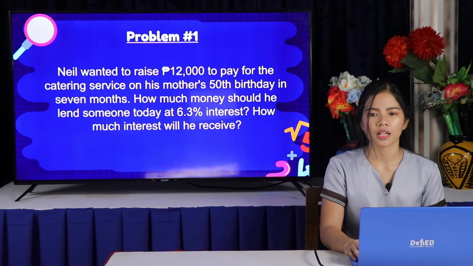First problem. Neil wanted to raise 12,000 pesos to pay for the catering service on his mother's 50th birthday in 7 months. How much money should he lend someone today at 6.3% interest? How much interest will he receive?